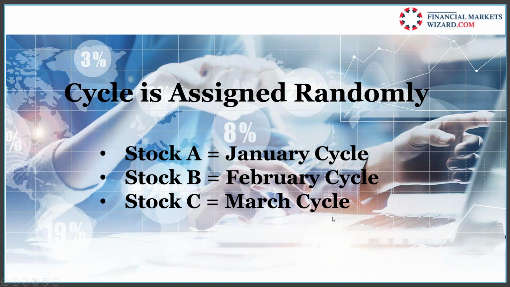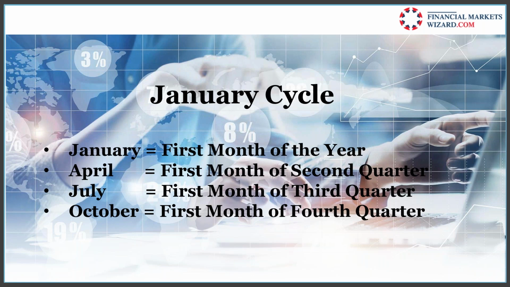All right. So now, what is January cycle? This is what we need to understand. So far we know there are 3 cycles: January cycle, February cycle, and March cycle. So what is January cycle? This is the formula for January cycle. We know January is the first month of the year.